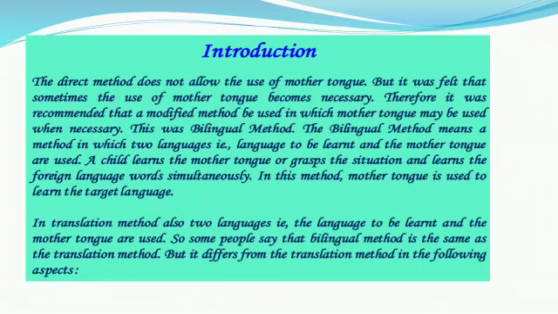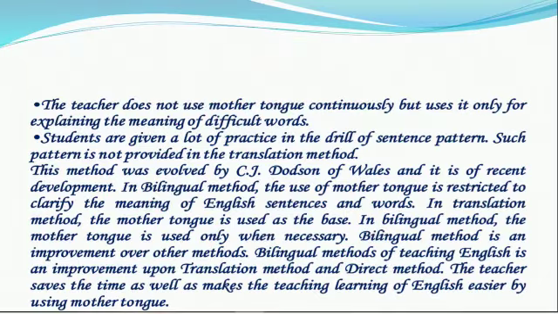Did you understand? So, keep it in your mind. What do you mean by bilingual? Bilingual means two. Bilingual method means the method in which two languages, the language to be learned and the mother tongue, are taught. Understand? Then what are the aspects?